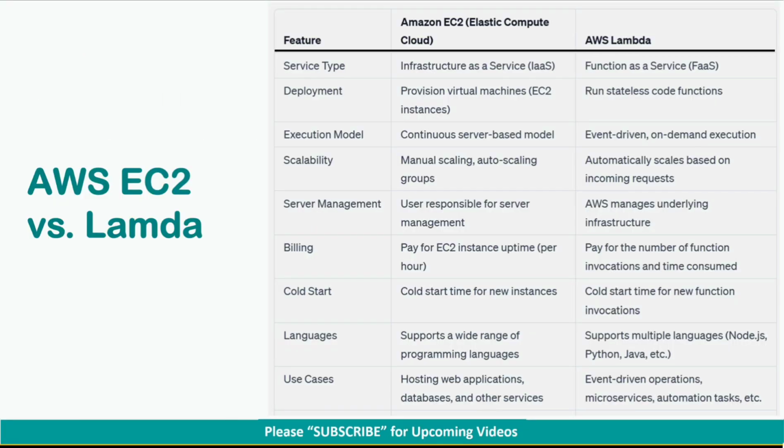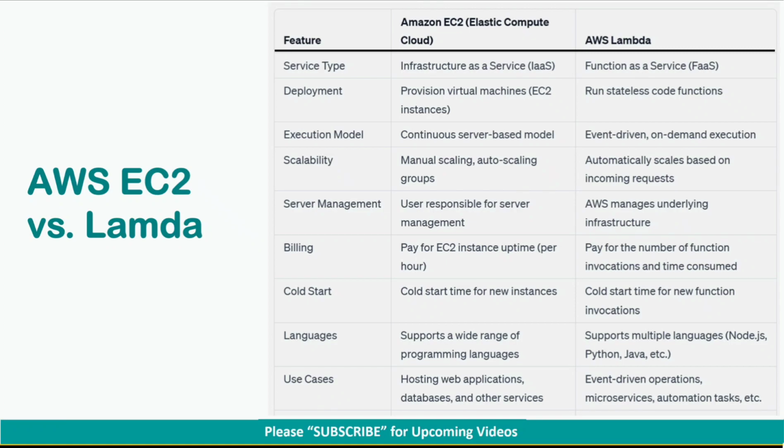Let's compare the two services. EC2 is an infrastructure as a service, whereas Lambda is function as a service. EC2 provisions virtual machines, that is EC2 instances. Lambda runs stateless code functions. EC2 provides a continuous server-based model, whereas Lambda provides an event-driven, on-demand execution. EC2 provides manual scaling, auto-scaling groups, whereas Lambda automatically scales based on incoming requests. In EC2, users are responsible for server management, whereas in Lambda, Amazon manages underlying infrastructure.